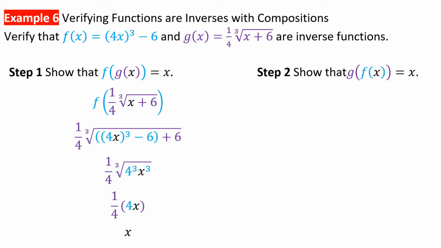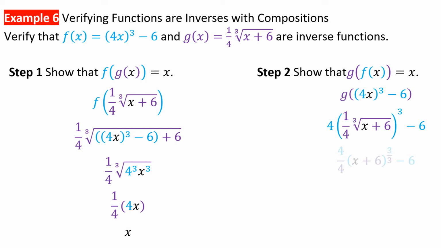So if we plug any number in for x, perform g upon it, and then take that value and plug it into f, we'll come back to our original value. In step 2, we're going to reverse the order. We're going to take g of f of x. So what was f of x? That 4x cubed minus 6, and we're going to insert that into the g function. So we're going to say 4 times, wherever we saw that x, we're going to plug in the g function, cube it, minus 6. Now let's go with the order of operations.